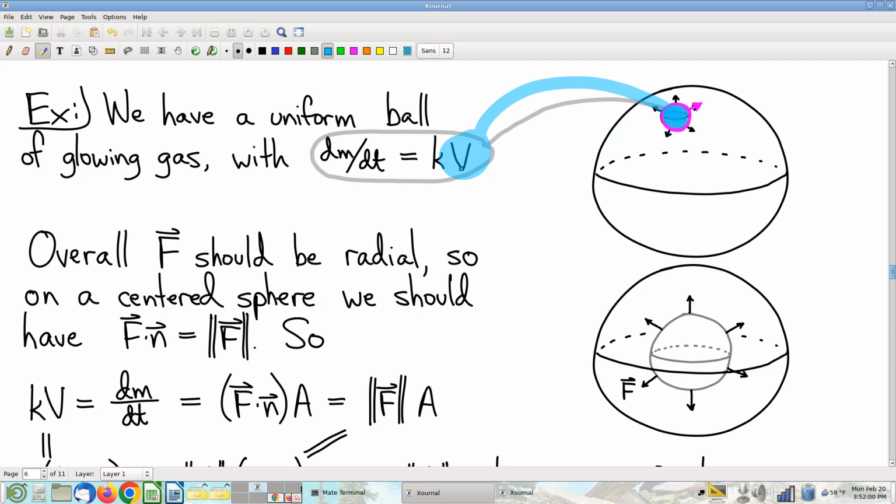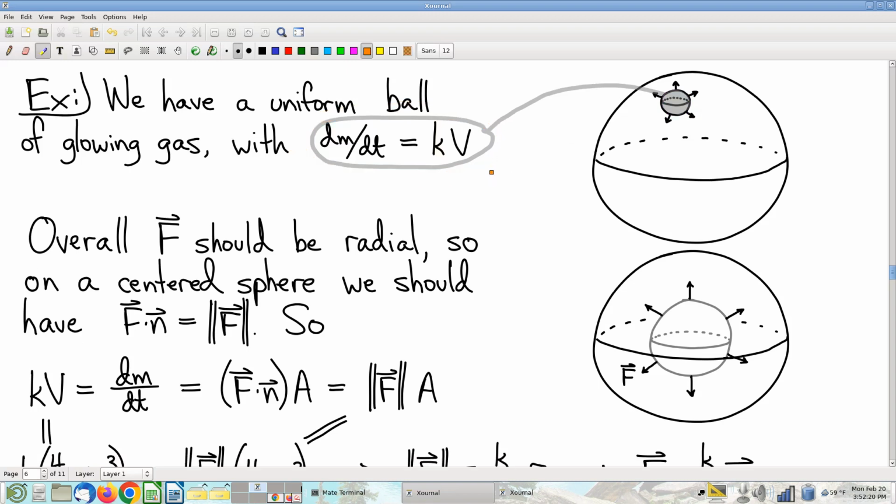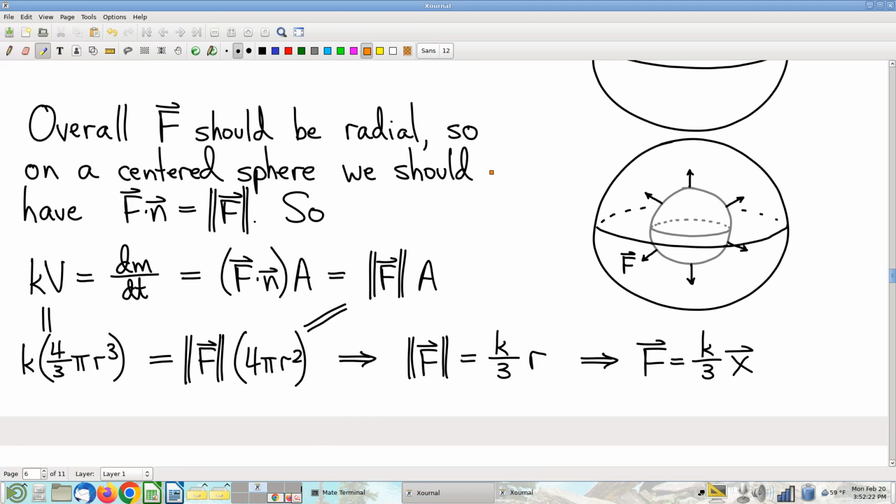Okay, so, again, it's very, very difficult to talk about the field, but the flow rate is easy. It's just proportional to volume. Now with that observed, that's our primary observation, but there's a couple other observations I need to make in order to finish this calculation.